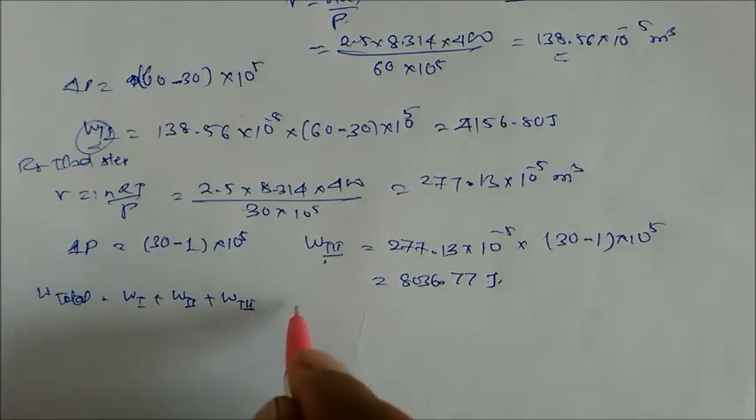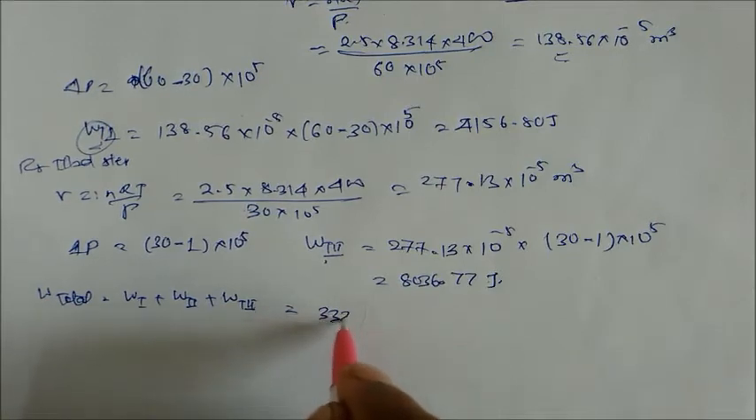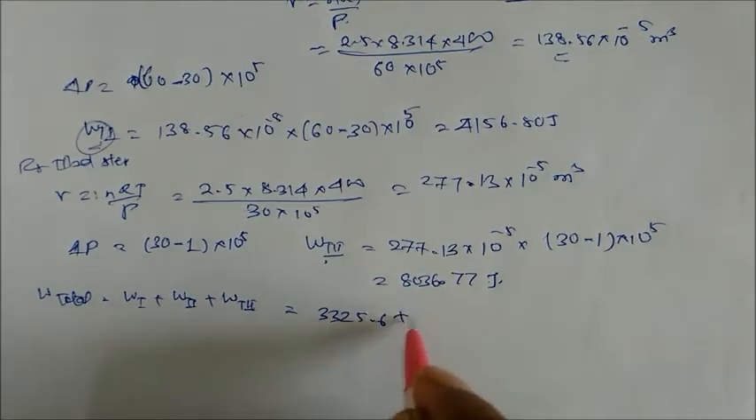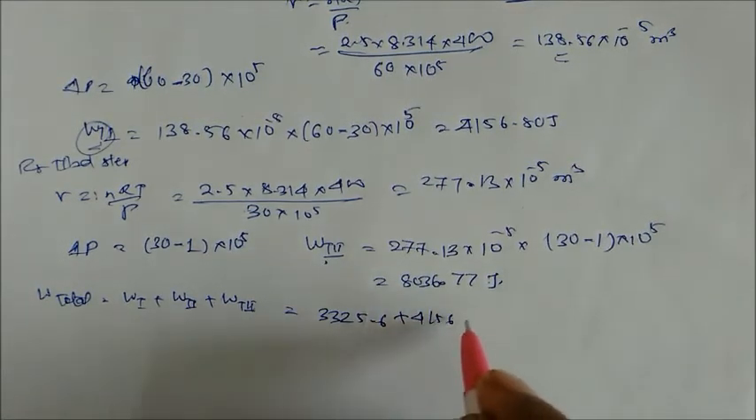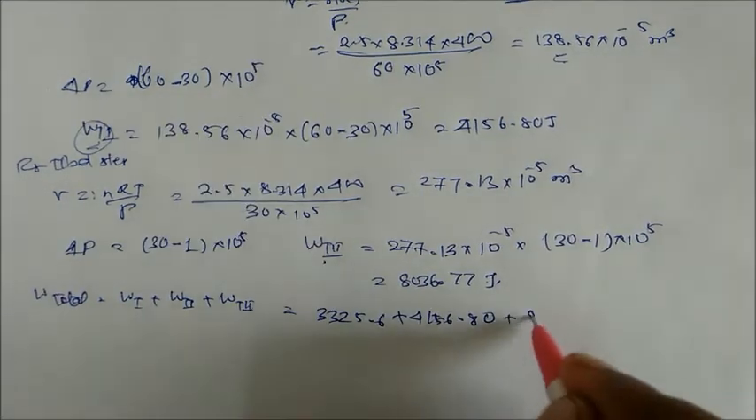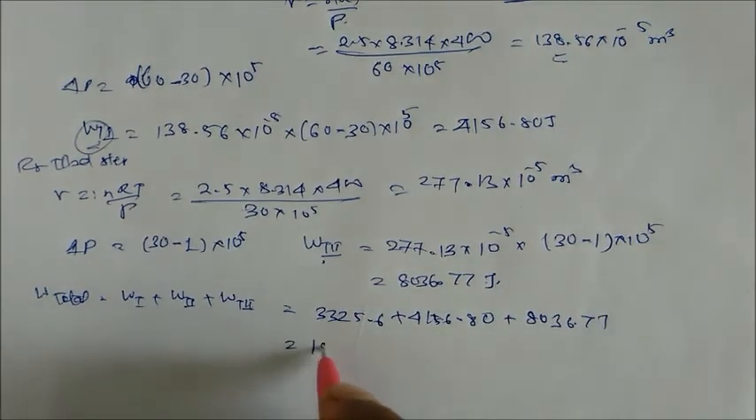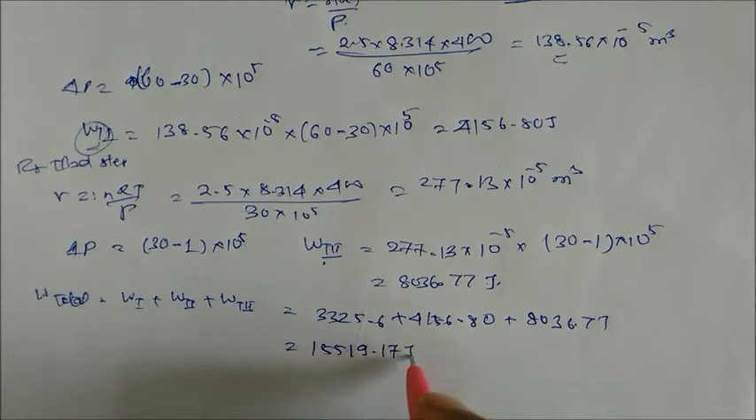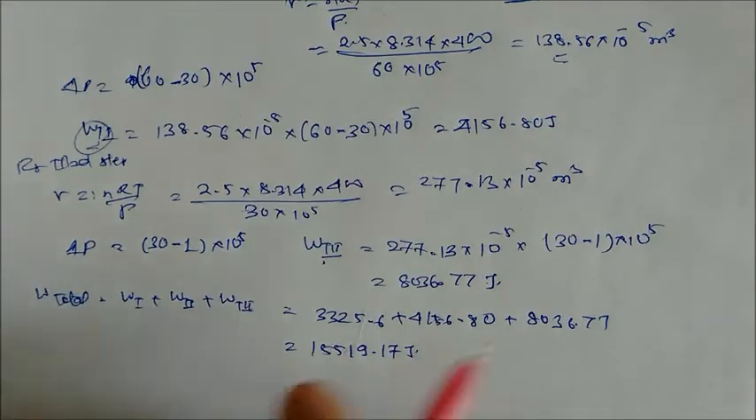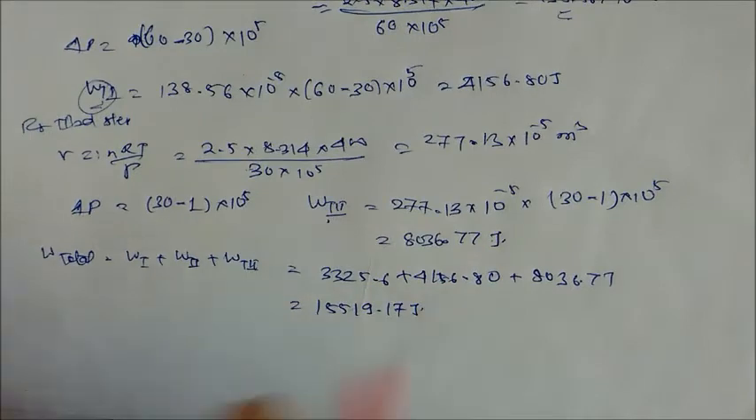Okay, so we'll get the answers: 3325.6 plus 4156.80 plus 8036.77. So the total work done will be 15519.17 joule. Okay, now the third question was the reversible process.